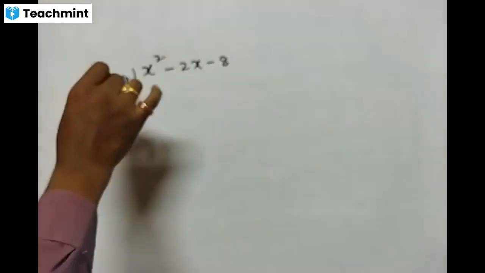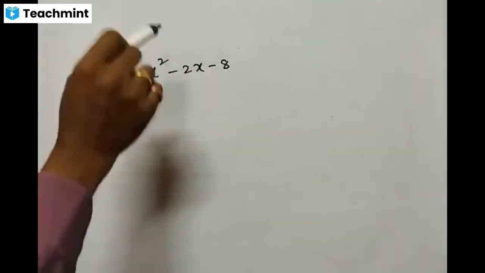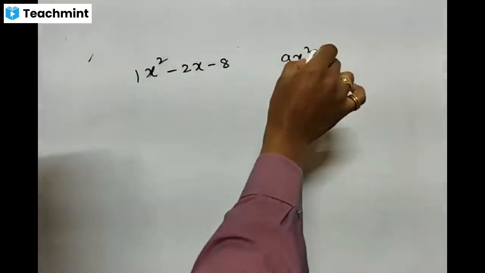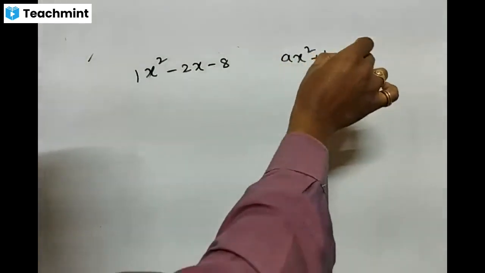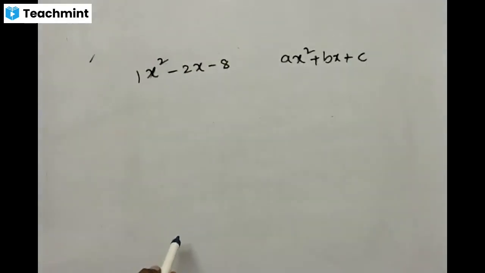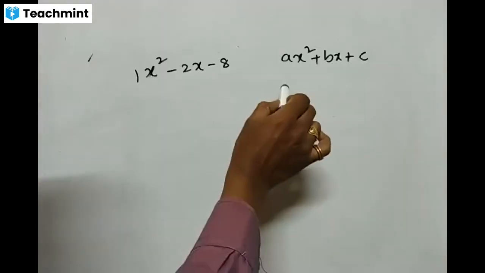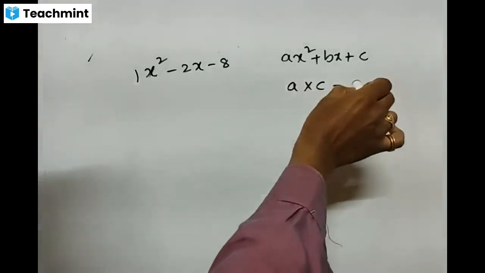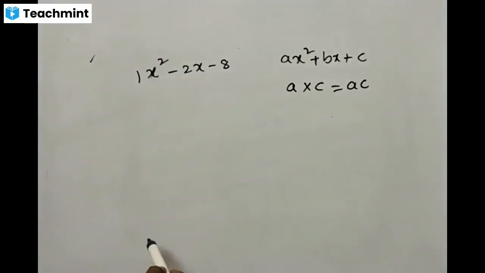So first what you have to do, multiply the coefficient of x square with the constant term. So for example, ax square plus bx plus c is a quadratic expression. Listen carefully. First step, multiply a and c. That is nothing but ac.